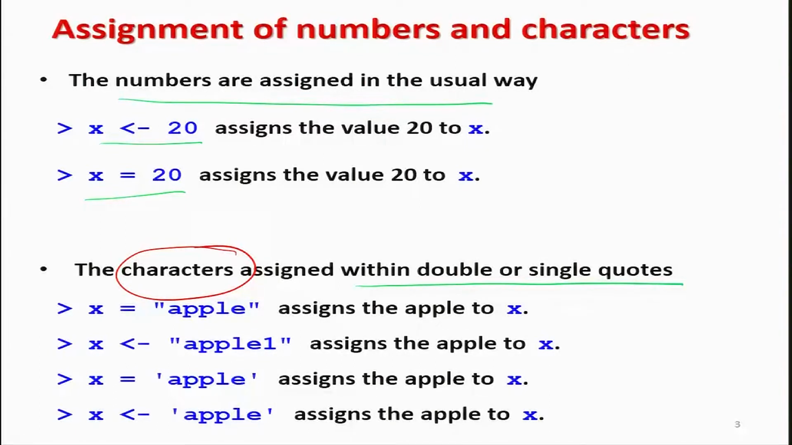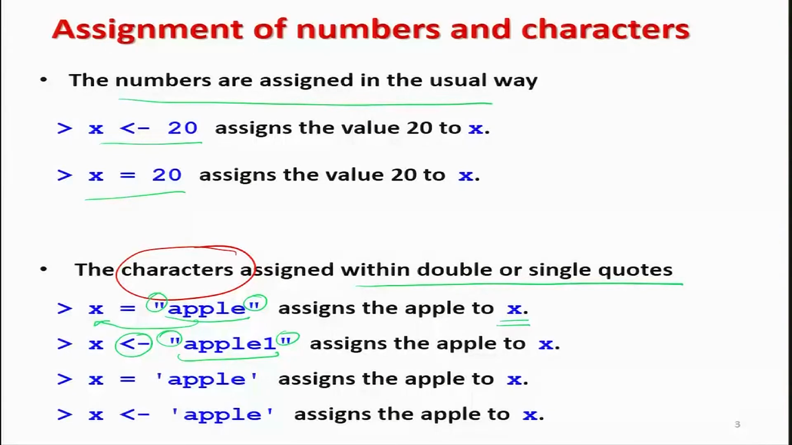For example, suppose I want to define a word apple, A-P-P-L-E, and assign it to a variable x. I will write double quotes, and within the double quotes I will write the value, for example apple. So, this will assign the value apple to the variable x. Similarly, you can use the operator x <- and within double quotes write apple1. So, this will assign apple1 to the variable x.